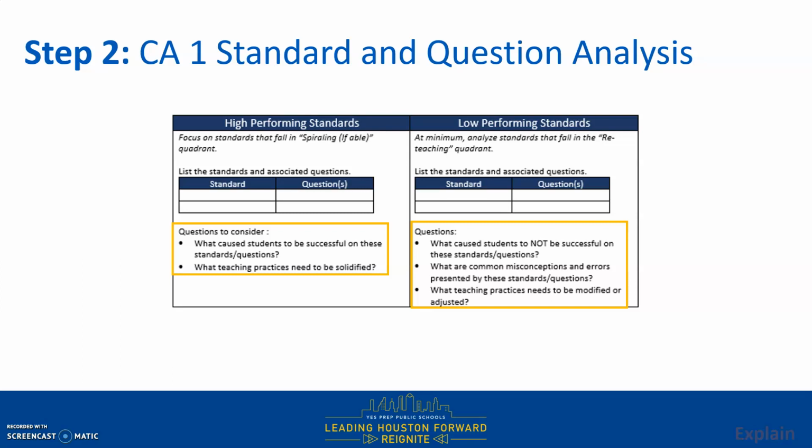What caused students to be successful? Was it the structure of the question? Was it particularly dense vocabulary? Were there common misconceptions, common errors, or also what are the teaching practices that may be modified or adjusted to ensure that students have a better understanding or a higher level of mastery?